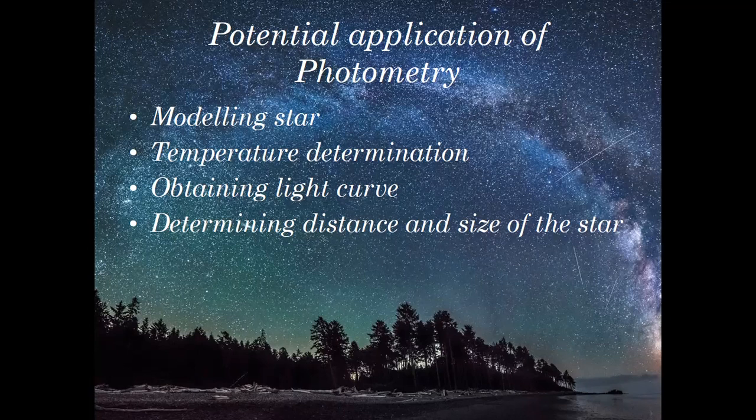Next thing is temperature determination. Temperature determination can be carried out from photometry, because photometry gives you the essence of color, and color is quite dependent upon your wavelength. So temperature can be determined from the color of stars. Temperature determination becomes quite easy if you go for photometry, so it can be beneficial for you to model the temperature.